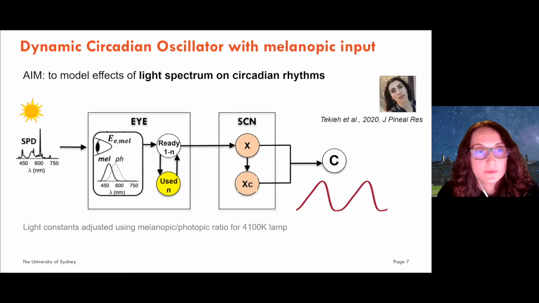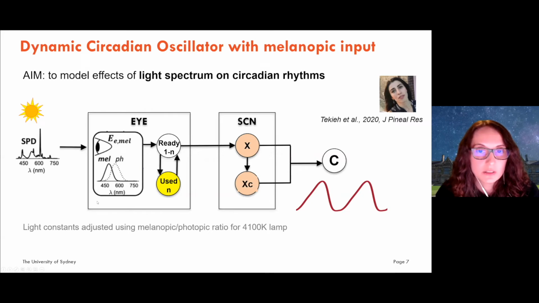And so what we have set out to do is to take the original dynamic circadian oscillator model and incorporate the effects of light spectrum rather than just the photopic illuminance. So we have replaced the photopic illuminance input with the melanopic irradiance, which can either be provided directly if you have the values or calculated from the spectral power density of a light source and the melanopic sensitivity profile.